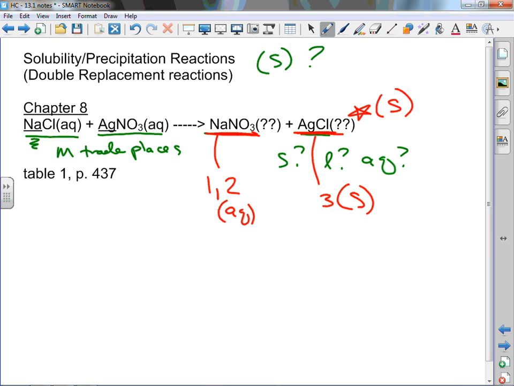So if we were to do this reaction, sodium chloride plus silver nitrate, 2 chemicals dissolved in water, we're going to still have a chemical dissolved in water, and then we're going to have a solid precipitate, silver chloride. So, you're going to be able to use the chart, and that's it. You do not have to memorize it.